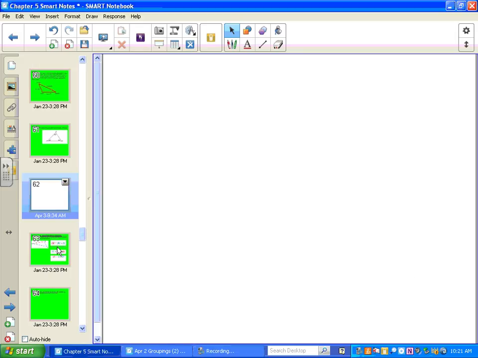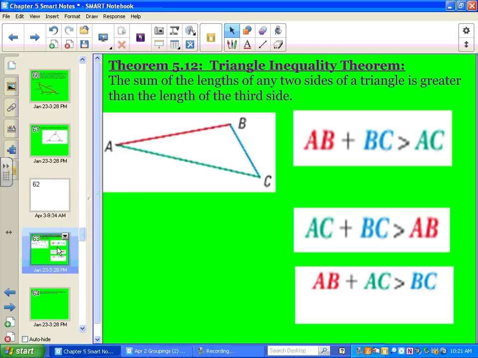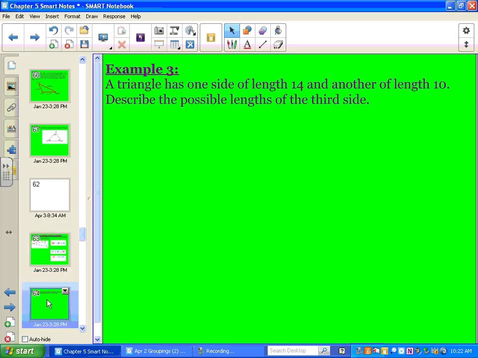Yesterday in class, we left off with Theorem 5.12. This theorem said that the sum of the lengths of any two sides of a triangle is greater than the length of the third side, which means that when you add two sides of any triangle, that sum has to be greater than the third side. Right now, I'd like to go to example 3, please.